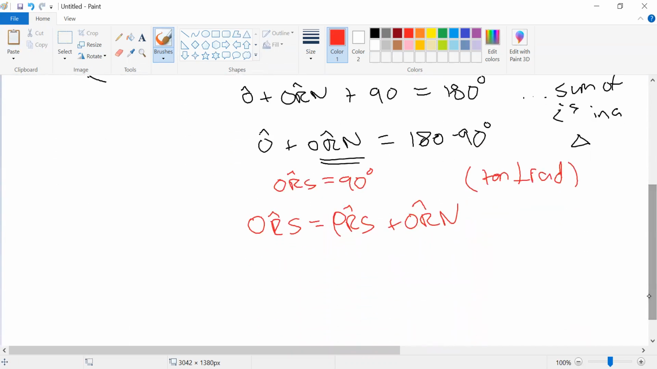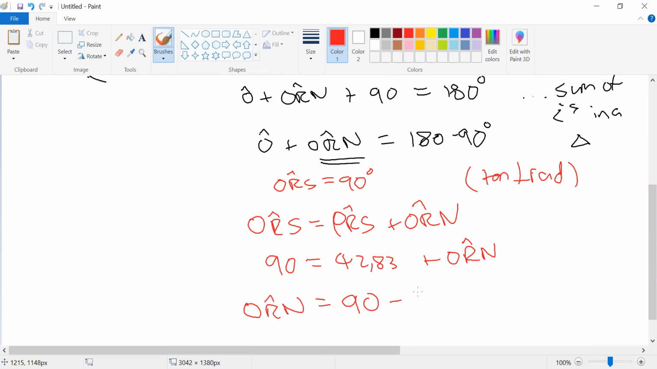And then to solve it, we just start substituting values. We know that ORS is 90. We know that PRS is 42,83. And what we need to solve is ORN. And then it becomes simple, because to solve ORN, we take the 42,83 across, and it becomes 90 minus 42,83. And then that's simply going to be 47,17. Let me write that better.